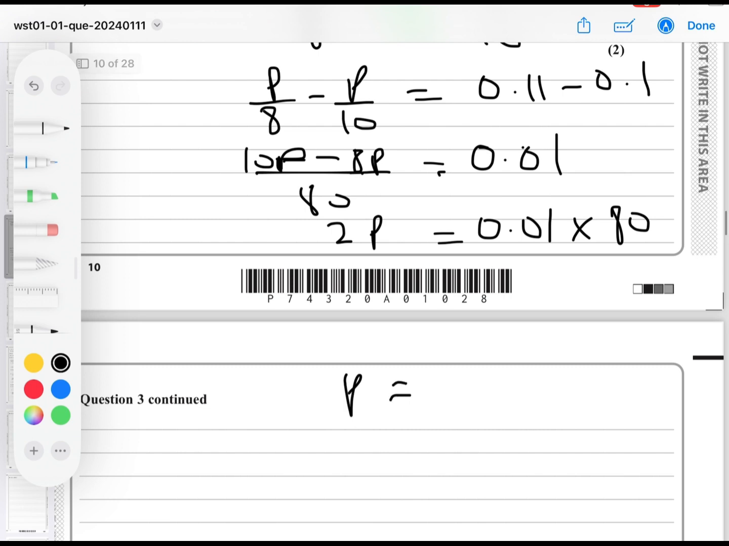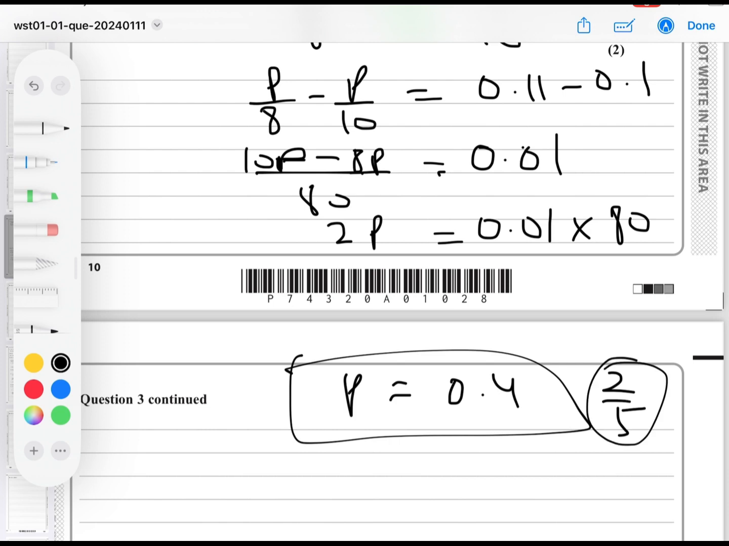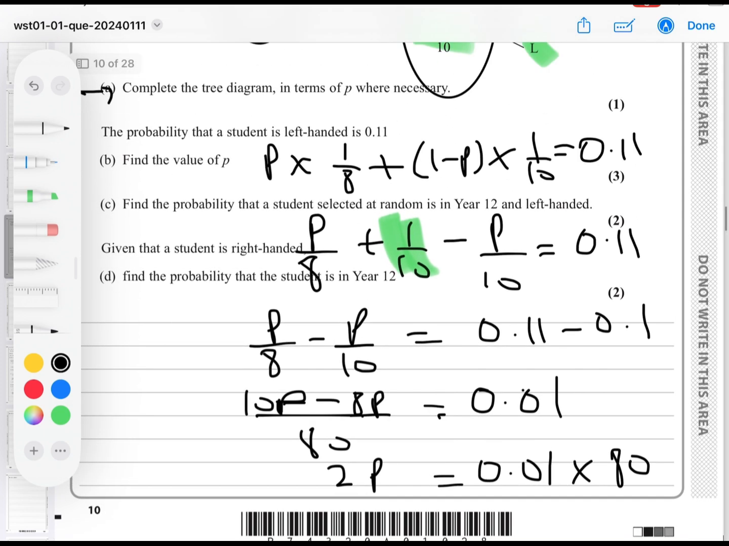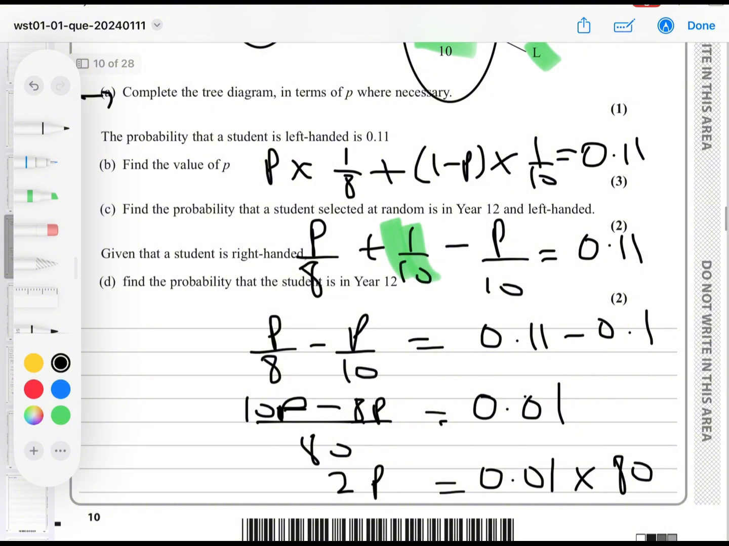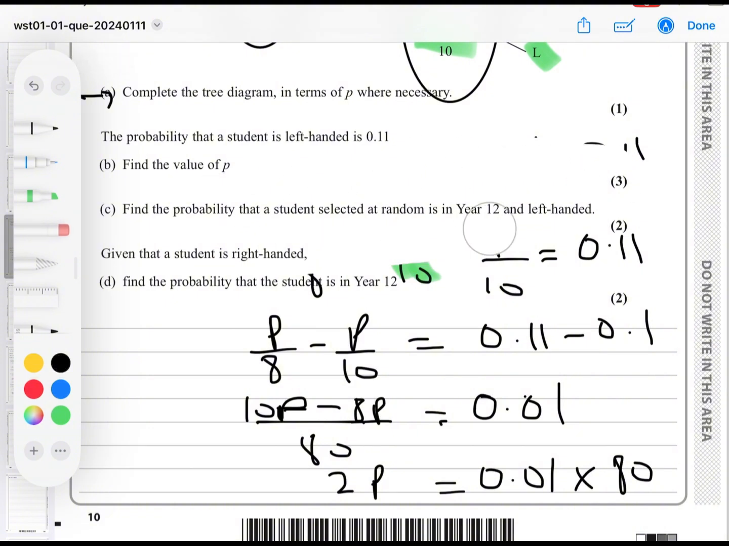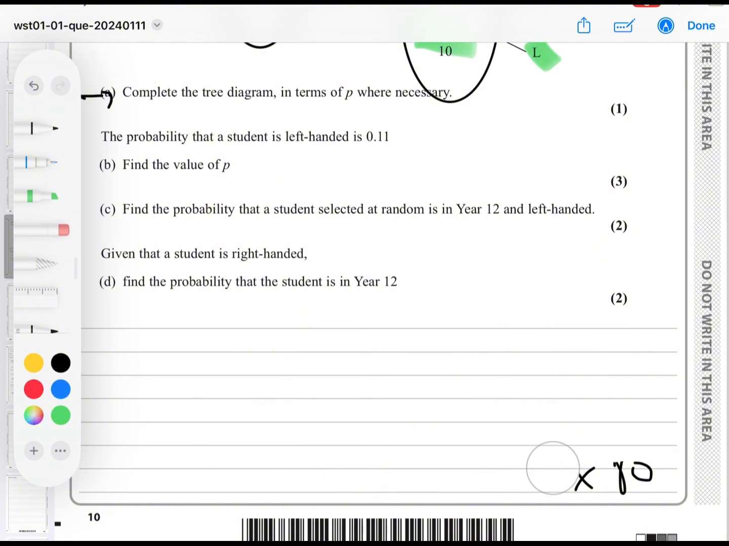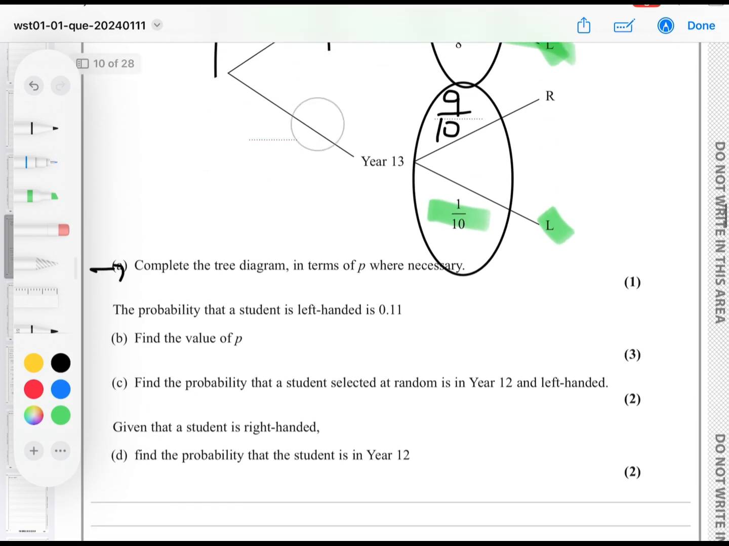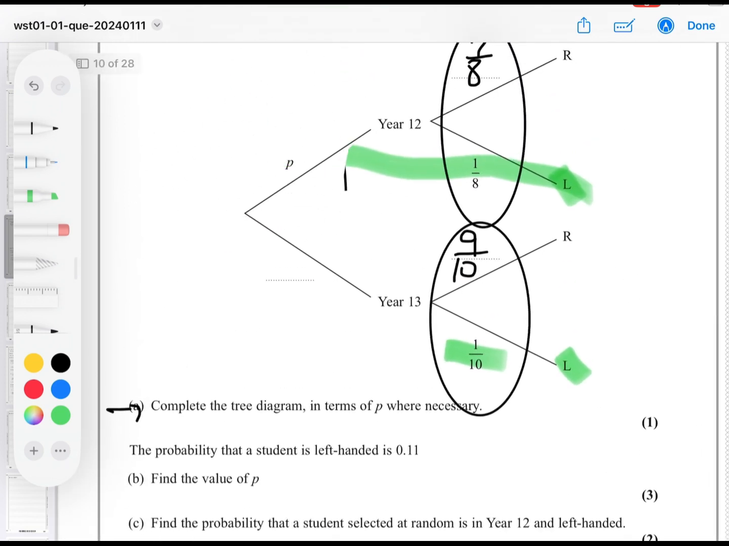So p equals, I'm multiplying this in my calculator, 0.01 times 80, and then divide this by 2. So 0.4 is the answer. In fraction form, it will be 2 upon 5. Okay, so this was the first part, the second part in fact. So we got the value for p, which is 0.4. So we have 0.4 here, and this will be 0.6.